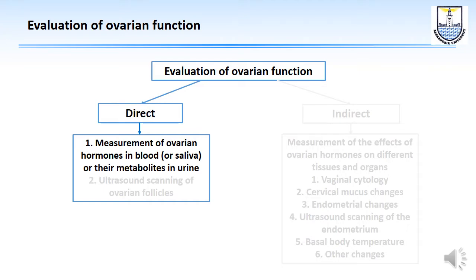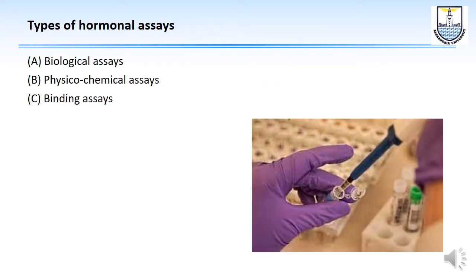So how are we going to measure these hormones directly in the blood of the patient? Now, there are three groups of hormone assays. They are classified like this historically. Scientists started by using biological assays to measure hormones. After that, they started to use physico-chemical assays. And finally, since the late 1960s, they started using the binding assays.